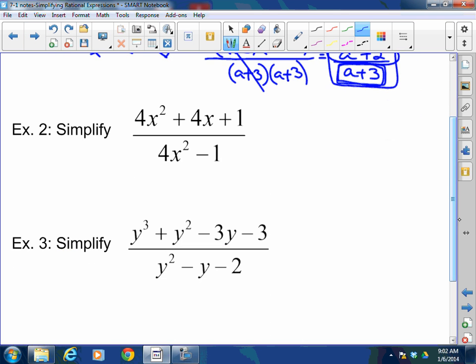Next. This is a perfect square if you guys don't remember it. It's going to be, actually, no it's not.